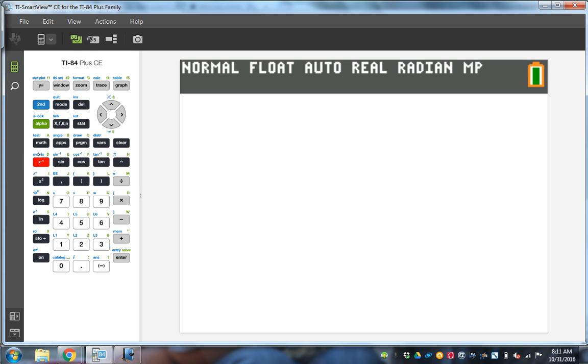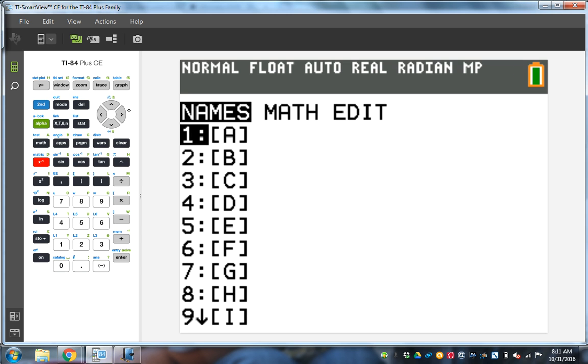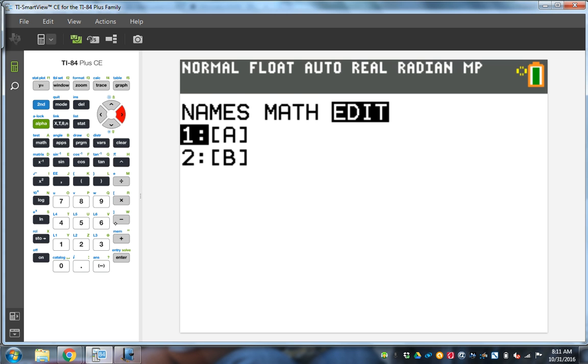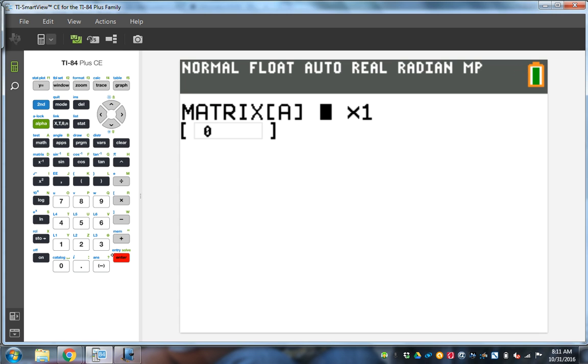Second, x inverse. We're going to go over to edit. And I don't have any matrices in there right now. Second, x inverse, which is right here.